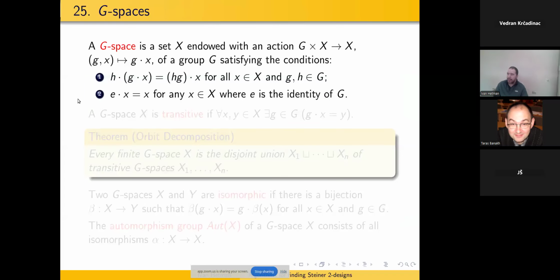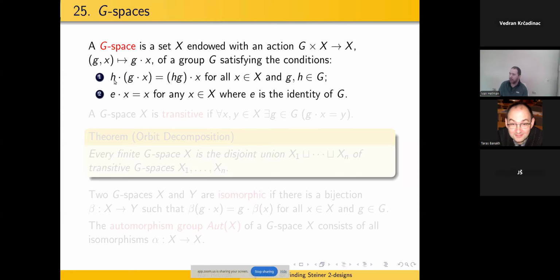These notations, definitions of G spaces, and theorems are well known. Basically, I adapted them from the book you advertised, Vedran, the Cameron permutation groups book. If you look at it, it is very similar to these definitions and theorems. A G space is a set X endowed with an action G times X to X of a group satisfying the conditions. These are the well-known conditions about the action of the group.